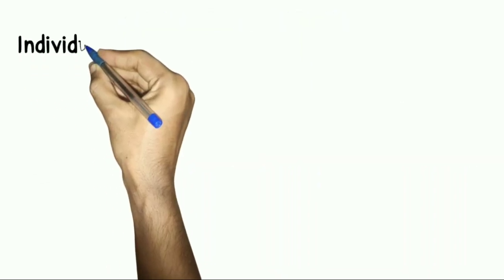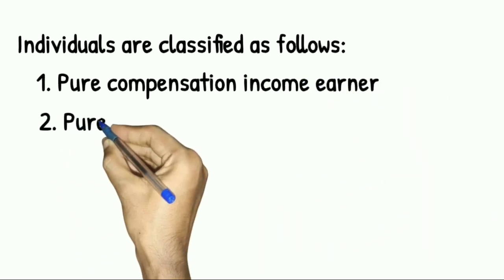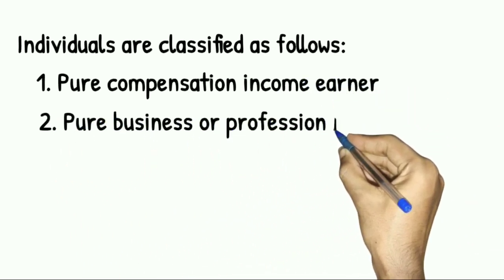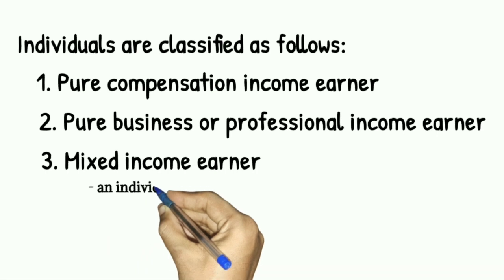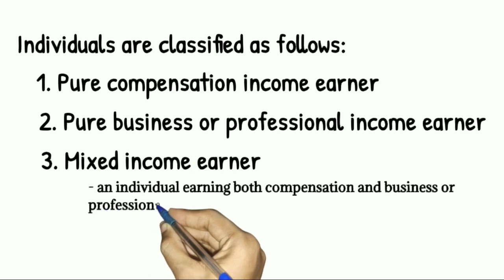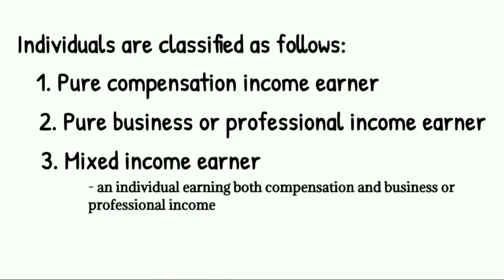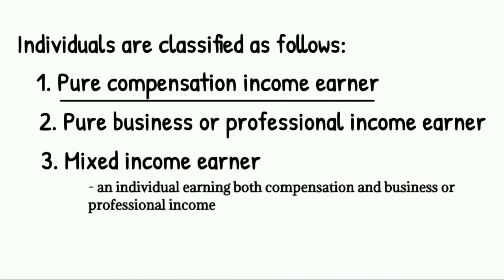Consequently, individuals are classified as follows. 1. Pure compensation income earner. 2. Pure business or professional income earner. And 3. Mixed income earner or an individual earning both compensation and business or professional income. Yung number 1, pure compensation income earner, ang kanyang income lang ay compensation income. Usually, yung pure compensation income earner ay employee.